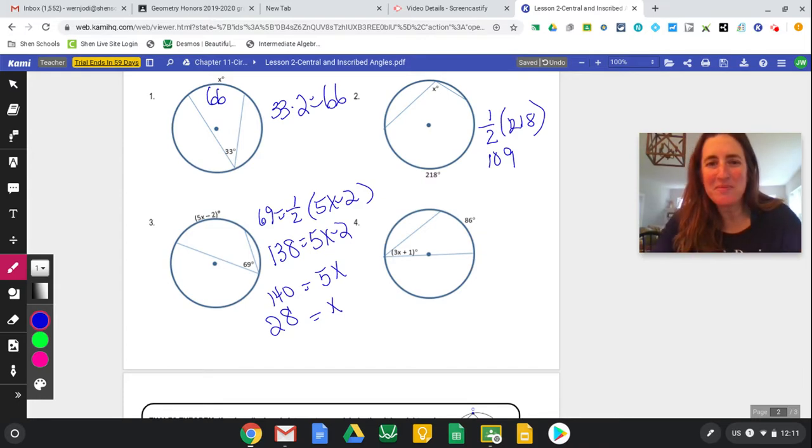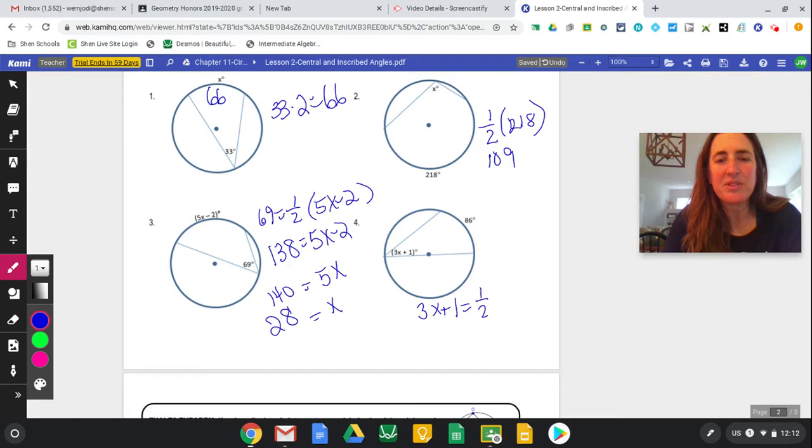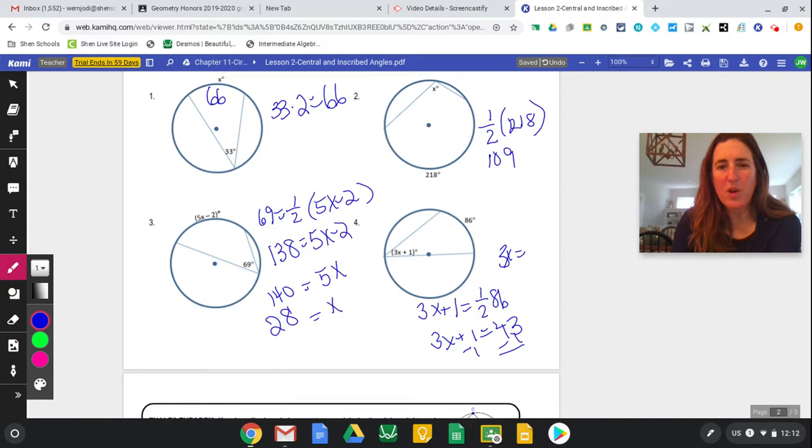Let's do another one. This arc out here is 86. So 3x plus 1 is going to equal half of 86, because that has to be half of that. So now I'm going to take half of that. 3x plus 1 is going to give me 43. And if I subtract 1, I get 3x equals 42. So x is going to be 14 for my answer.